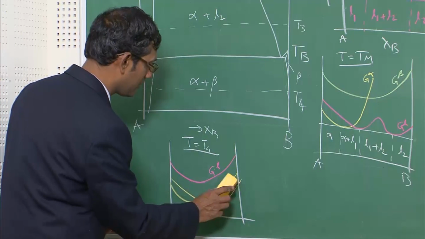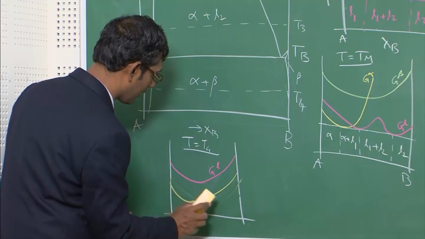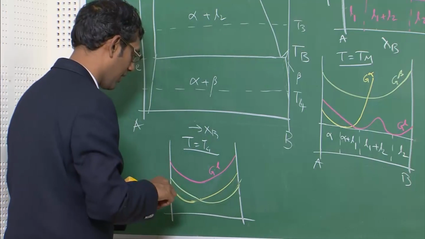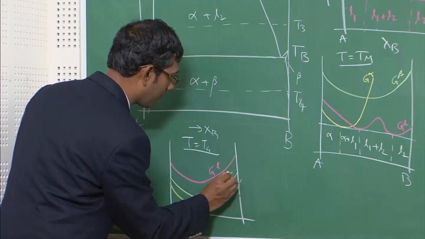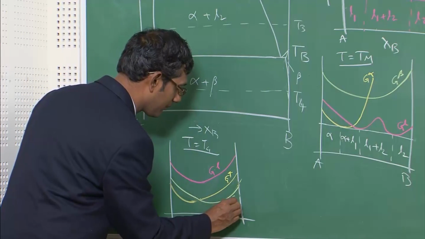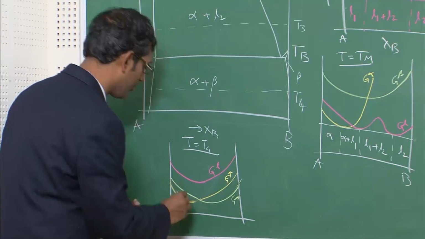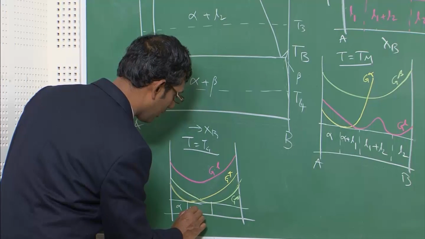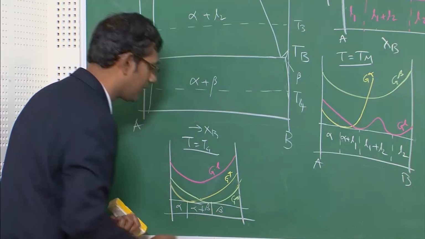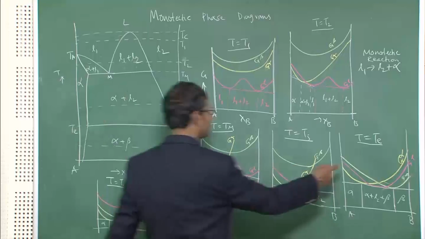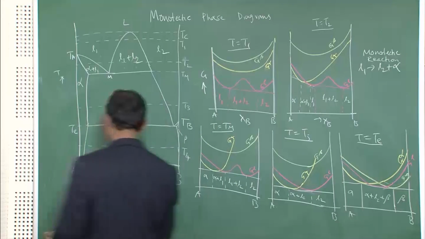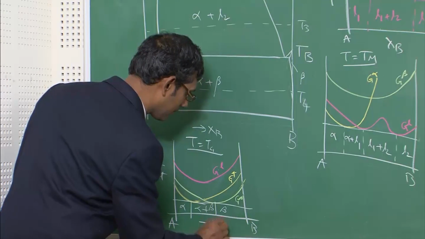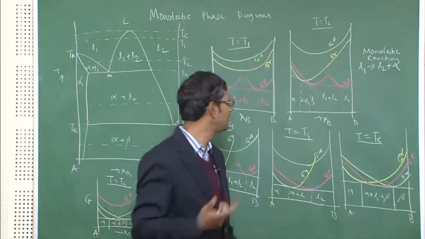Oh, sorry, the color needs to be changed, right? This is alpha, this is G alpha, and this one is beta, and then I draw a common tangent between them. So this is alpha plus beta and beta. So from this onwards, this is the same as your eutectic phase diagram. Okay, I hope it is clear.